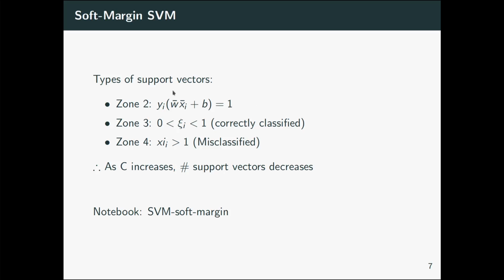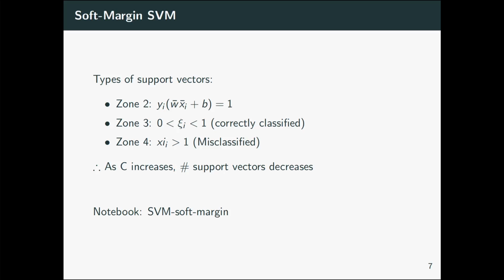So we have three kinds of support vectors. First is the points lying on the margin, which we have already seen. Second is the points in zone 3, which are correctly classified but on the wrong side of the margin. And third is the zone 4 examples which are misclassified. An interesting thing you'll see is that as C increases, the number of support vectors will decrease. Can you think why that makes sense? I'll not tell you the answer right away. We can keep that for the discussion session, or you can think of the answer on your own.